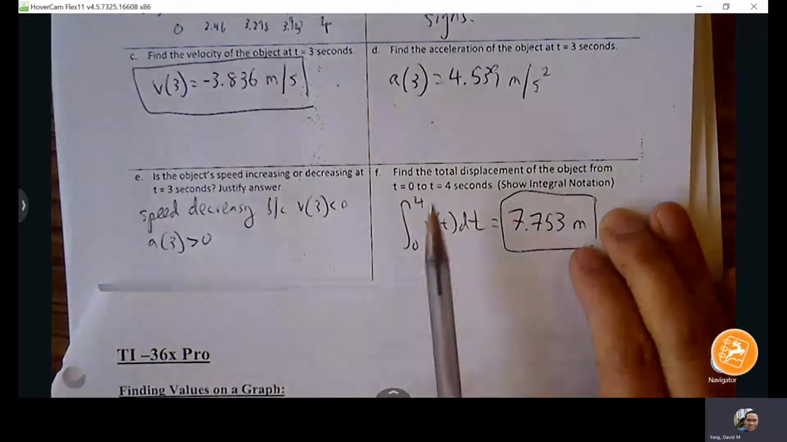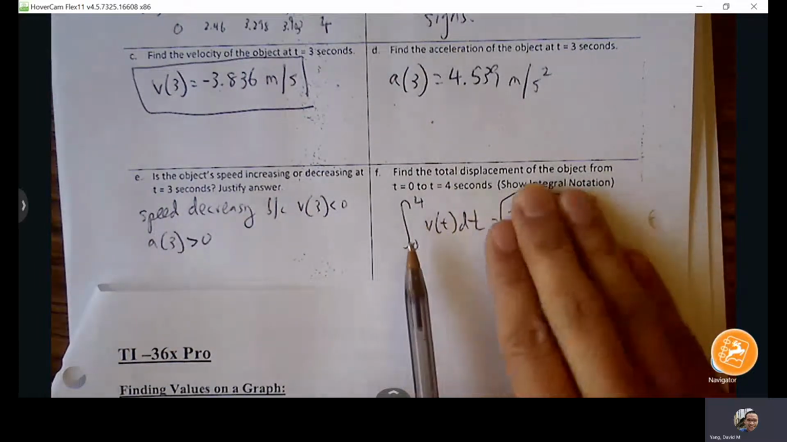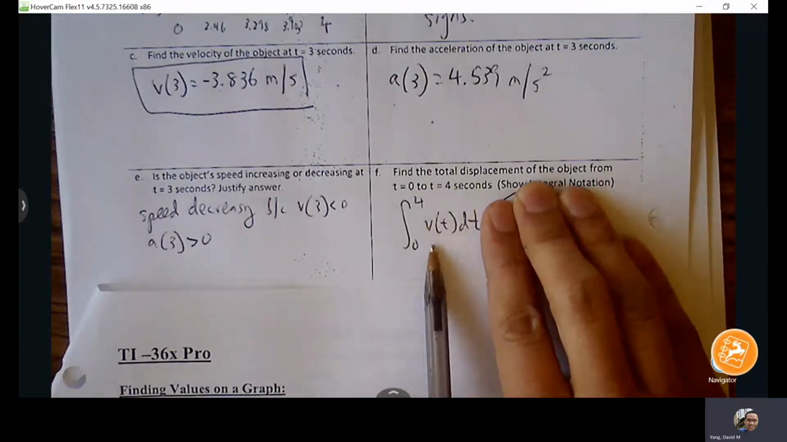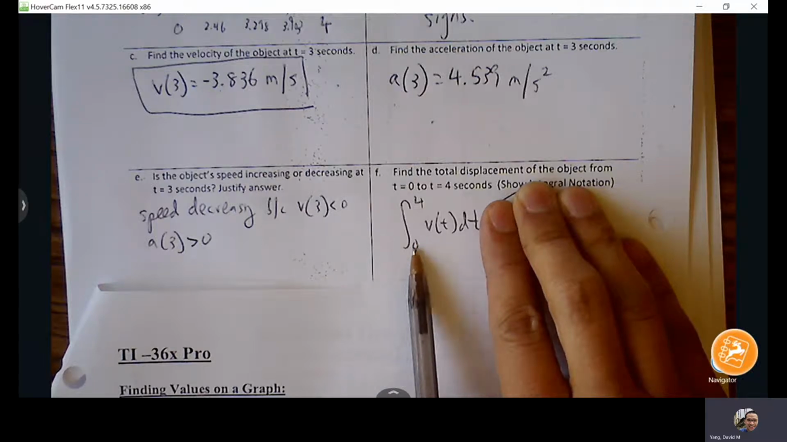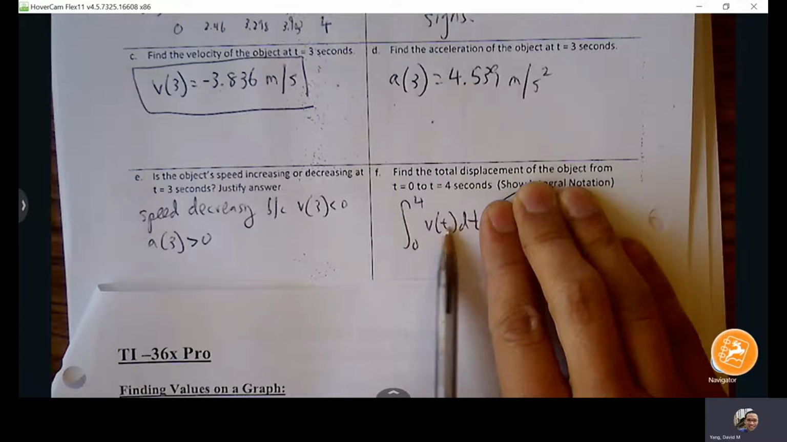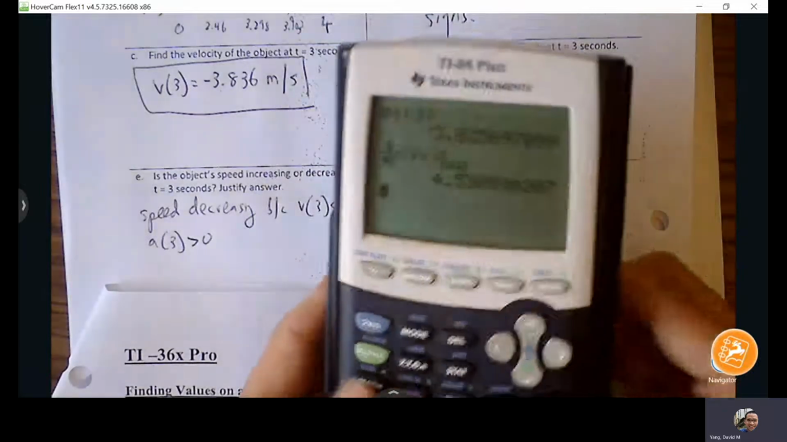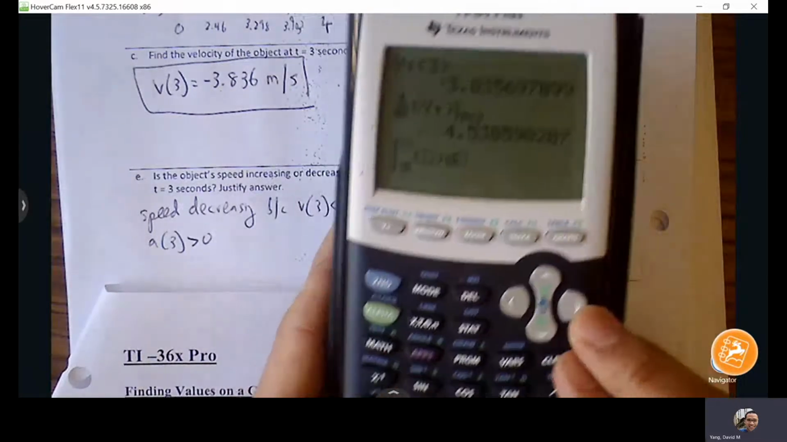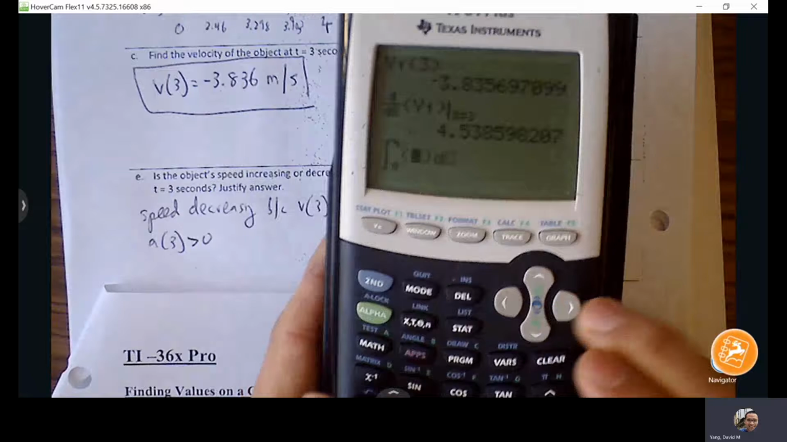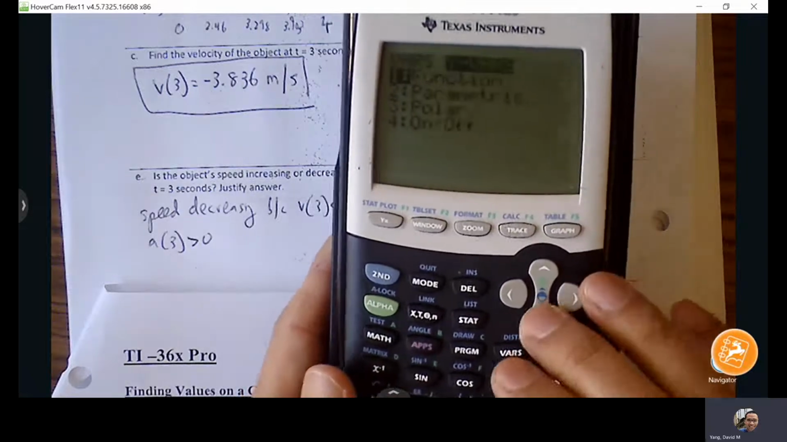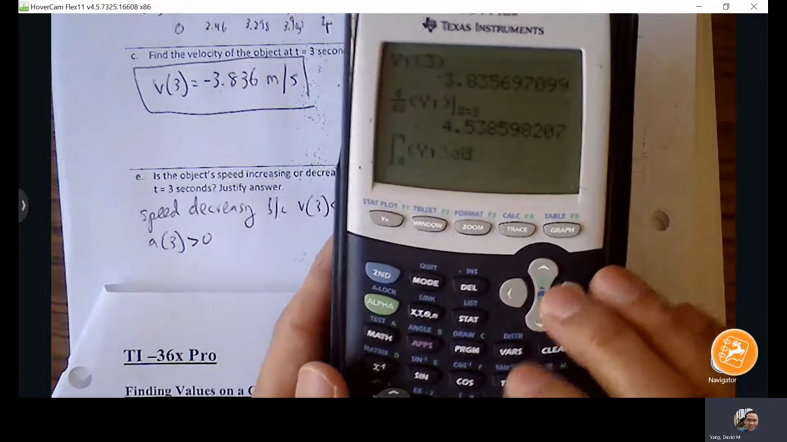Part F, find the total displacement. Total displacement is just a definite integral. So do math 9, get your definite integral notation showing up, and just plug in 0 to 4 of the velocity function. So you're just typing everything in. You're making the calculator do all the work for you. Okay, math 9 from 0 to 4. Again, I'm going to call my velocity function.